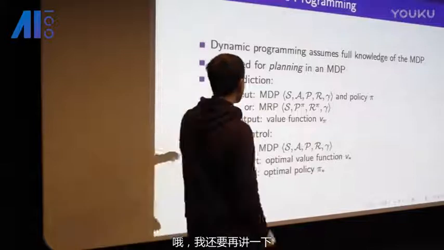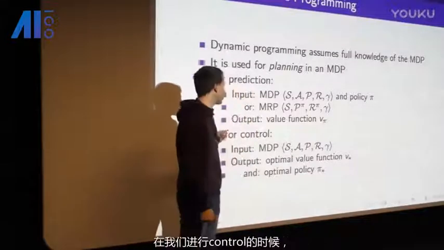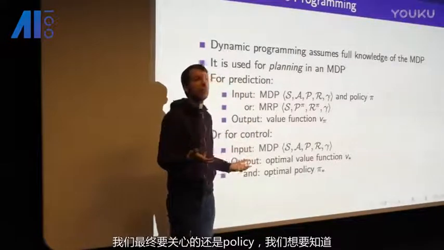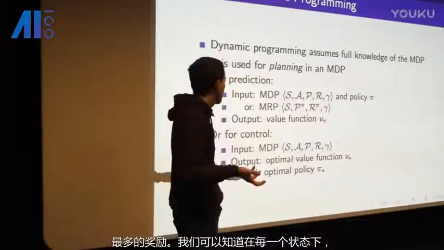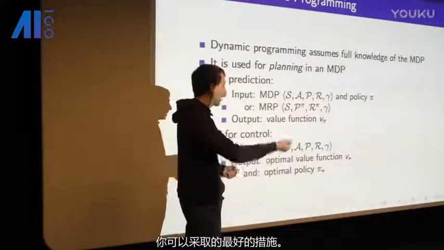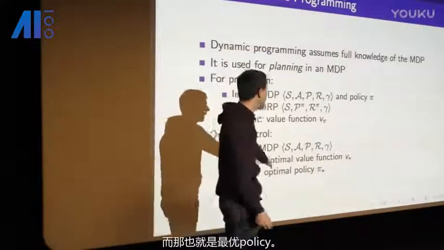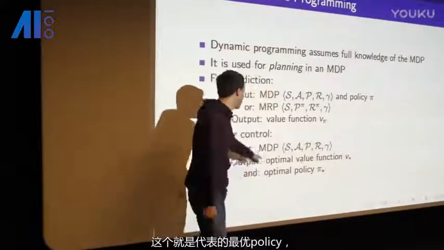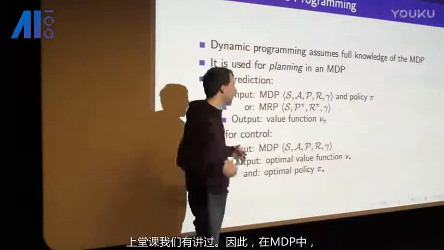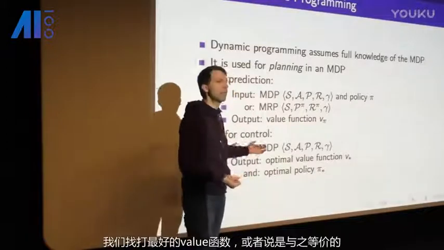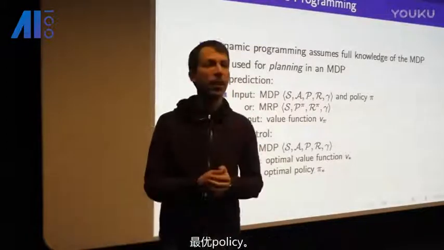Sorry, I should have said, in addition to outputting the optimal value function, when we do control, the thing we ultimately care about is a policy. We want to know how to behave. What's the action that will give us the most reward in every situation? For every state, tell me the best action that you can take. That is the optimal policy, and this implies this, as we saw in the last lecture. So when we do control, we pass in an MDP, and we get back the optimal value function, or equivalently, the optimal policy.